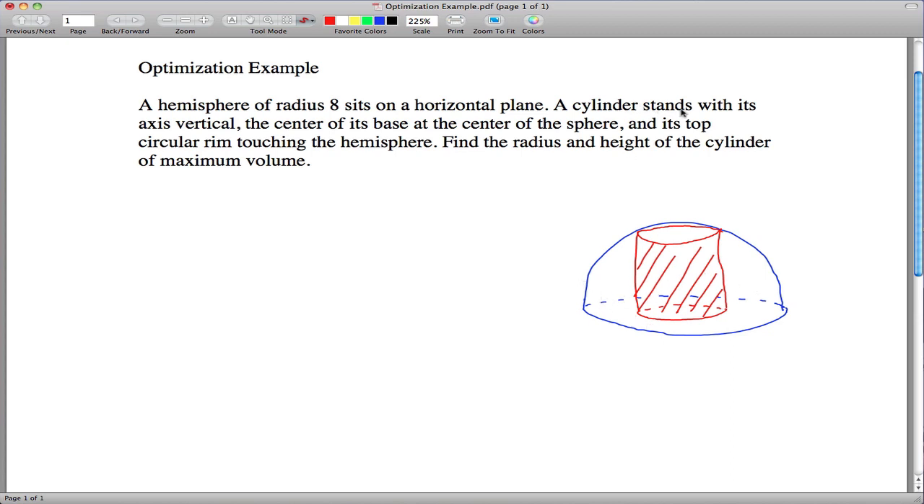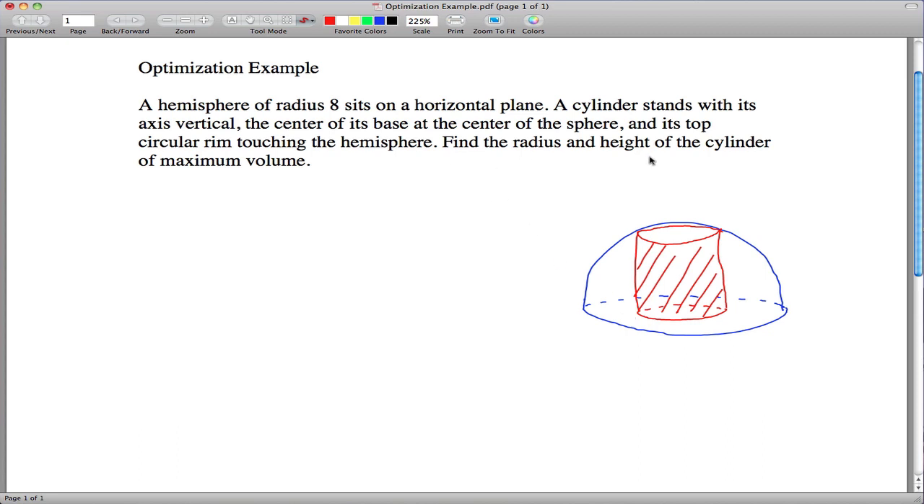And then we have a cylinder standing with its axis vertical, the center of its base at the center of the sphere, and the top circular rim touching the hemisphere. All that means is that you have this cylinder on the inside here that's centered in the middle, and the top of it touches the top of the basketball. So that's this picture right here.